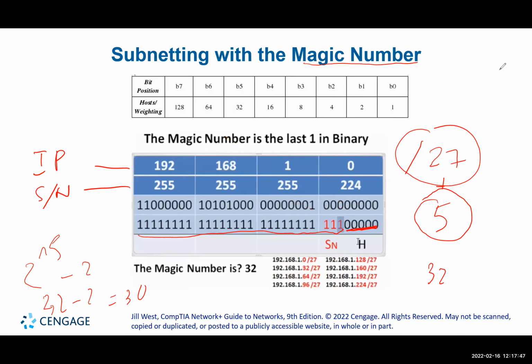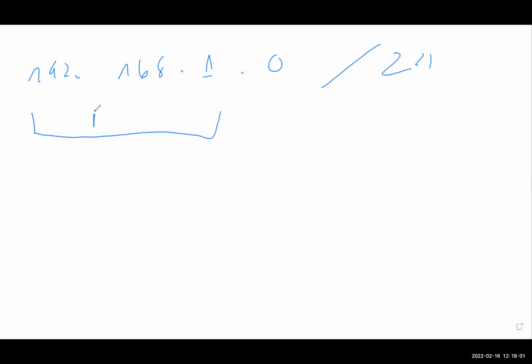Now, think about it. At the beginning, I have the network 192.168.1.0, and this one is /24. Right, that means I have 24 bits in the network portion, and I have 8 bits in the host portion. So that is /24. Right. So come back to the example here.